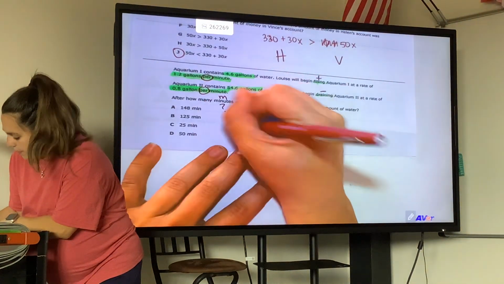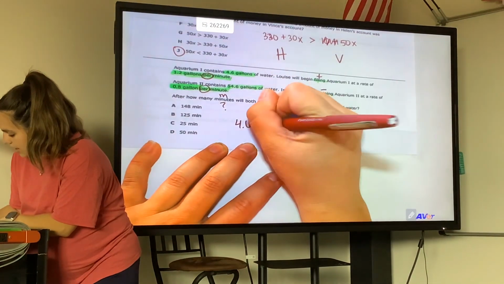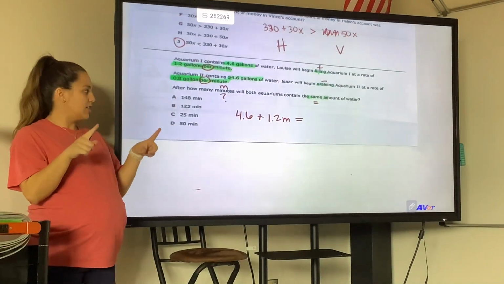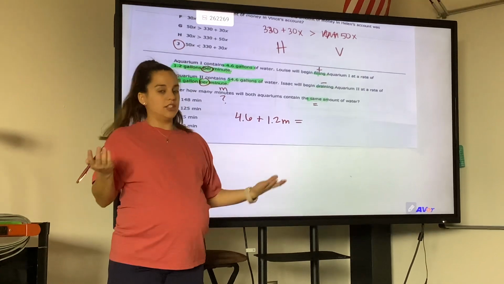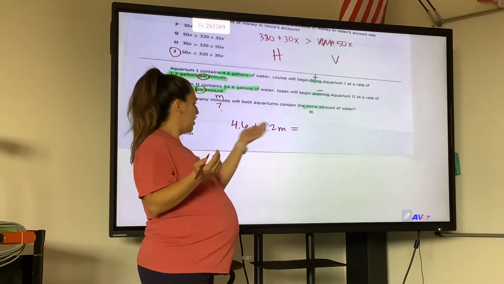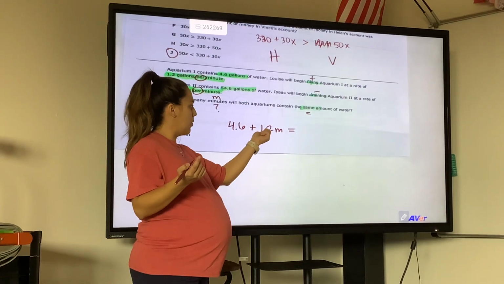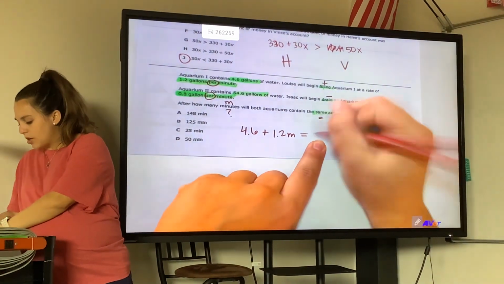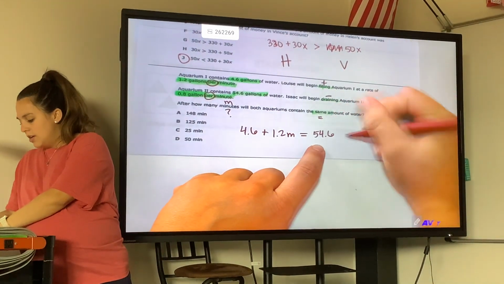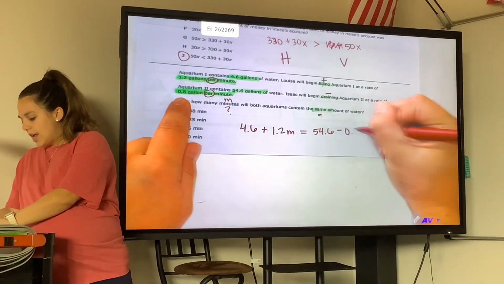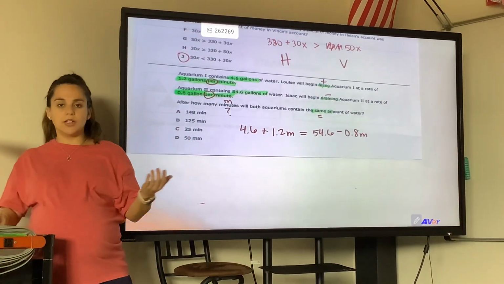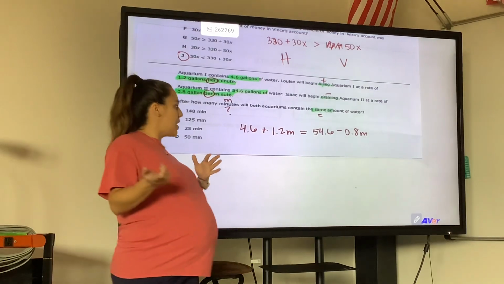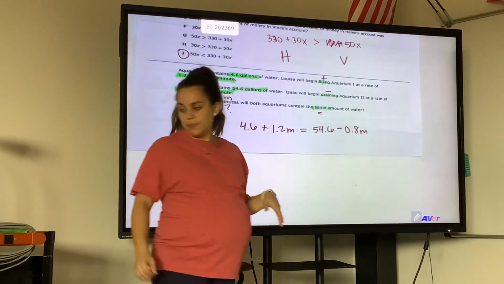Aquarium 1 starts with 4.6 gallons and is filling at a rate of 1.2 gallons per minute. So the words that I said just now are exactly this. It's just written in a math little problem, okay? Started with 4.6, was filling by 1.2 per minute. Then we move on to the second aquarium, starts with 54.6, drains at a rate of 0.8 per minute, which we don't know, and that's our equation. However, it wasn't looking for an equation, it was looking for the actual number. That's the reason we make equations, so we can figure out the actual number.